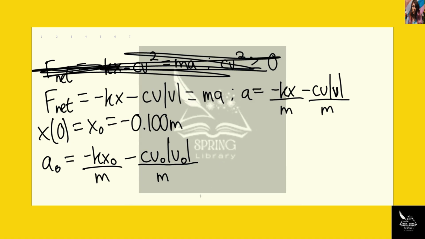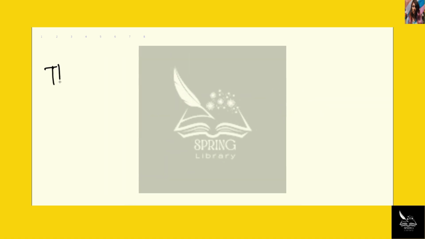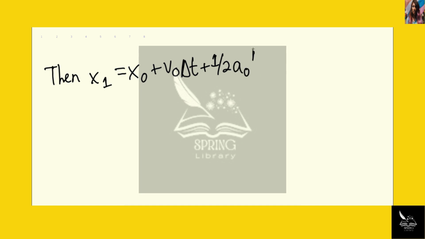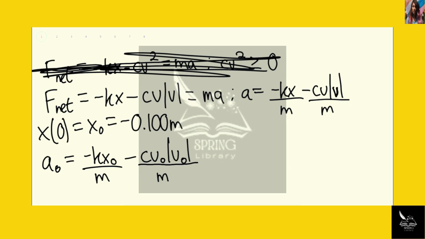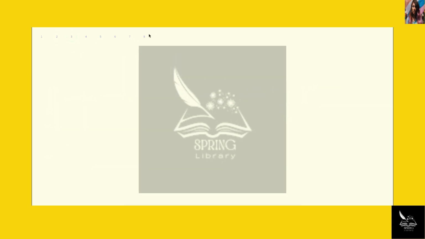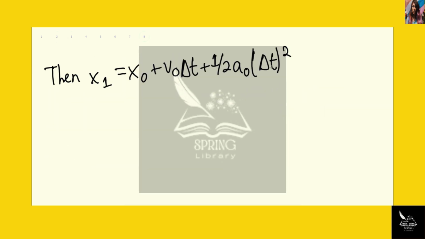So here x sub 1 would be equal to x naught plus v naught delta t plus one half a naught delta t squared. We're simply using linear translational kinematics at this point. And then you substitute into your a naught. Oh, my apologies. From this, we can then say v sub 1 equals v sub 0 plus a sub 0 delta t.